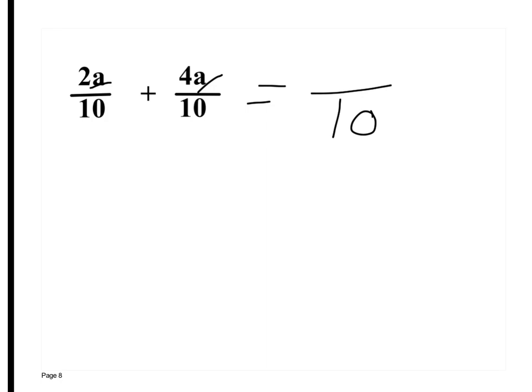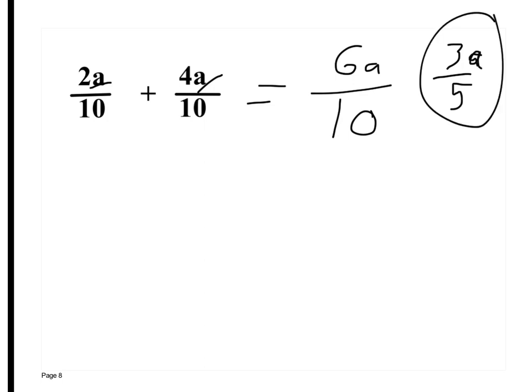2 plus 4 is 6. Can I reduce this? Yes, I can. I see 2 in both of these numbers, so I take 2 out of each. I get 3a over 5. There's my answer. All right, so you will be expected to work variables today.